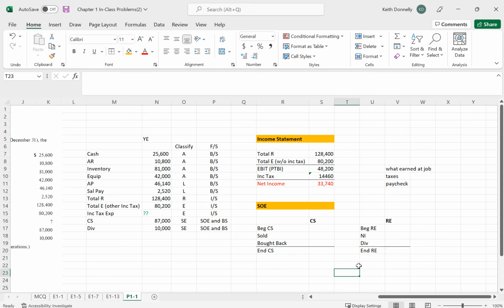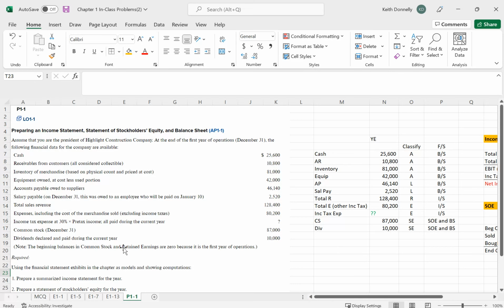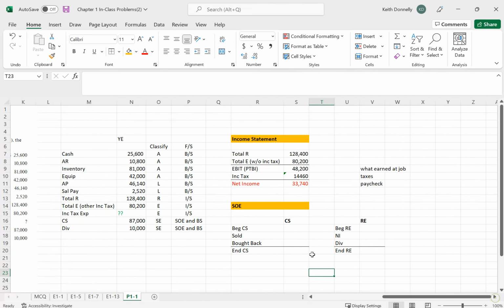Okay? All right, so here we go. Let's snag some of these numbers here. First off, if we go back, they said the beginning balances of common stock and retained earnings are 0. This is year 1. That's simple enough. We can just plug those in. It looks like over here they're telling us that common stock has an $87,000 balance at the end of the year. So if we started with 0 and we ended with 87, that means we had to have sold 87,000 for the equation to work. 0 plus 87 minus 0 ends with 87. I'm going to make that purple there.